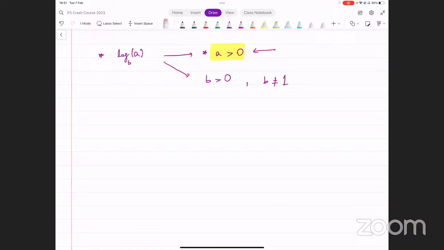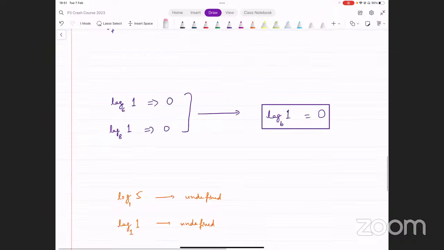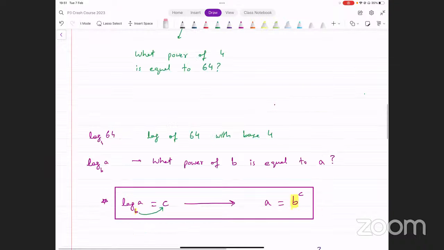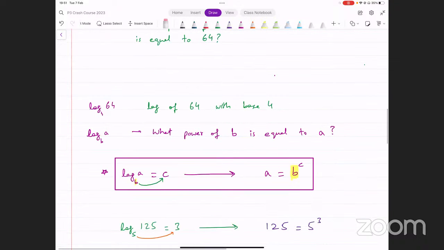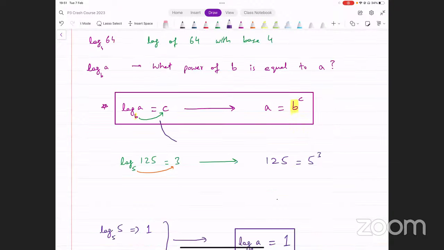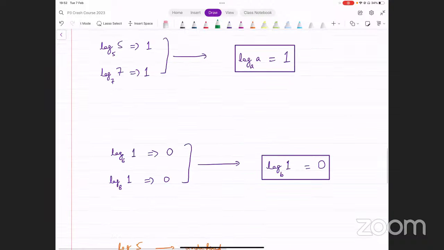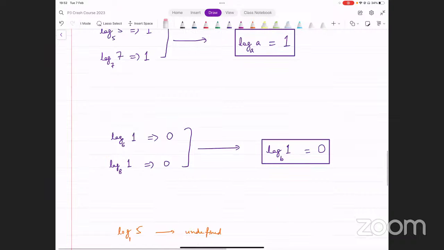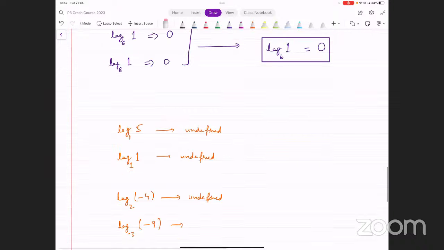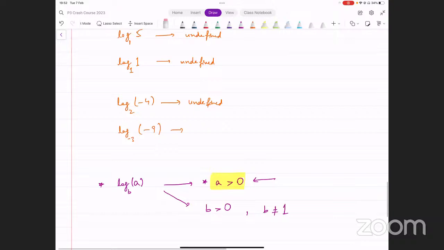All right. Now let me quickly revise what we've done until now. We've talked about how we can go from the log form to the power form. The base that you got for the log goes to the other side. It becomes the base of the number on the right side. Log of something with the same base results in 1. Log of 1 results in 0. And then we've got these conditions for the numbers that can come with log.